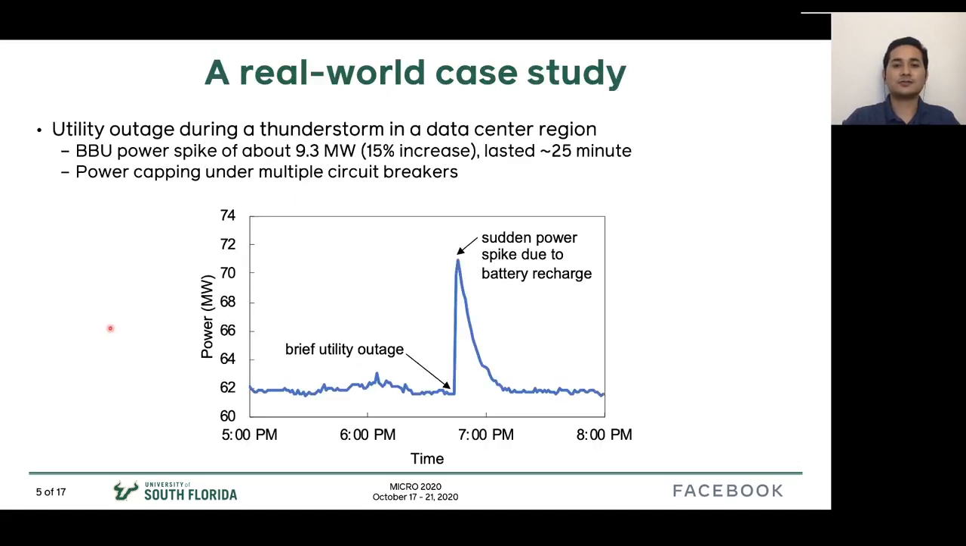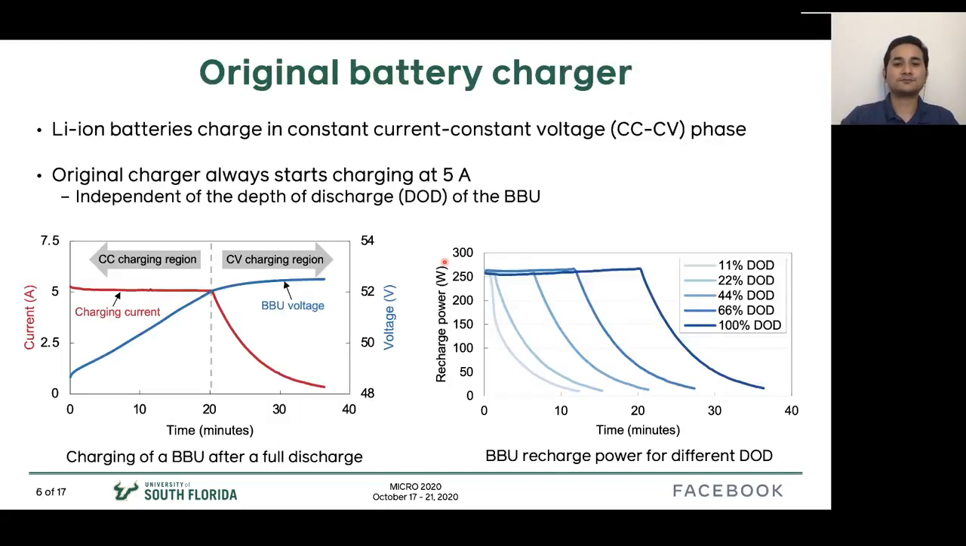Let's look at a real-world scenario. Last year in August, there was a thunderstorm in one of Facebook data center region, and there was a brief utility power outage. After the utility power was back, all of the BBUs in the region started recharging, creating a sudden power spike of about 9.3 megawatts, which lasted for about 25 minutes. This caused server power capping at multiple circuit breakers.